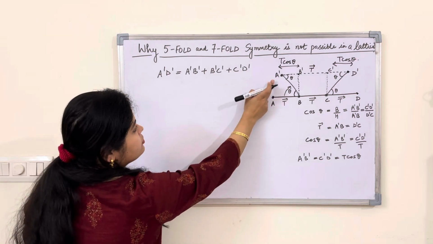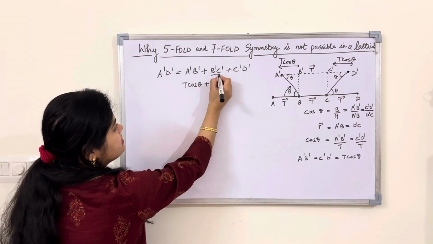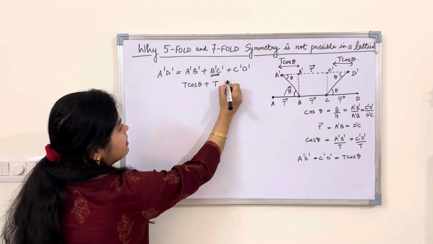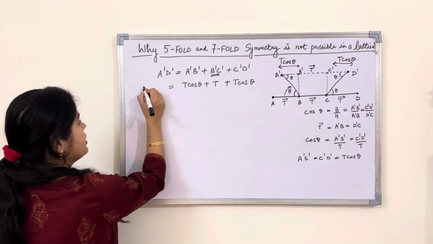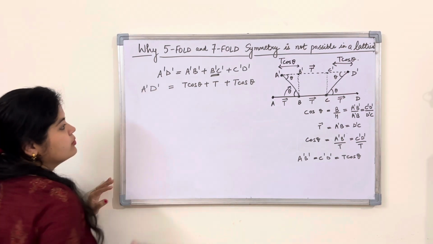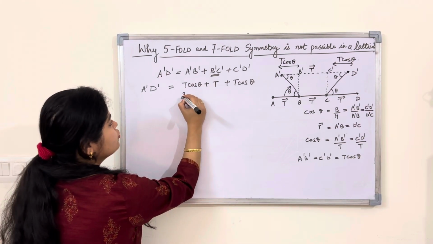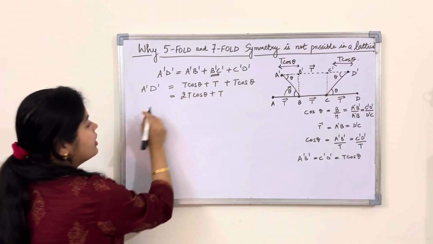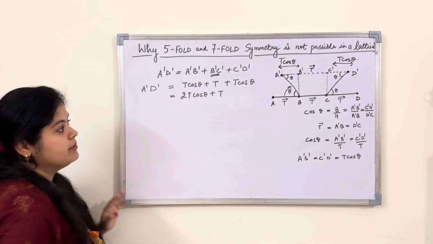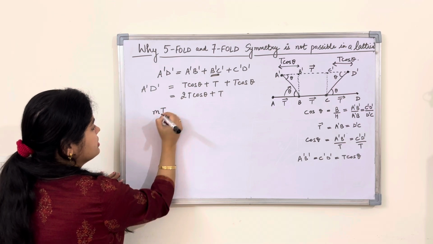Okay, so this is t cos theta, this is t cos theta, this is nothing but t, and this is also t cos theta. So a prime d prime is equals to t cos theta plus t cos theta, which is 2t cos theta plus t. And now a prime d prime is nothing but m into t.